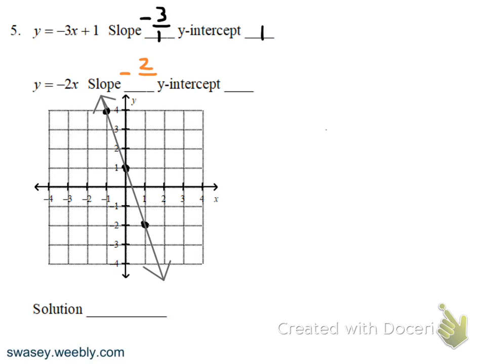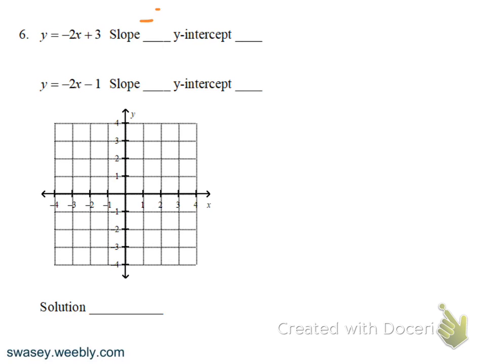Next, our slope is -2 over 1. We don't see a number out there, so our y-intercept is 0. So plot a point at the origin, then go down 2 to the right 1. We can see where they intersect. So we have a point at 1, -2. That's our solution, the place where they intersect.